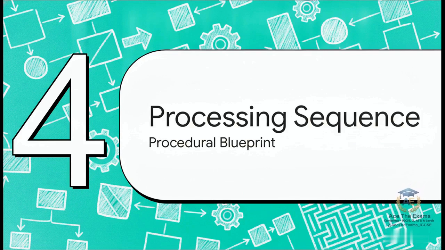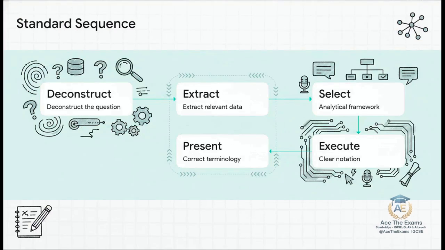We call this the Computer Science Success Blueprint. Let's break down the 5 exact steps of this blueprint. Step 1. Deconstruct the question. This means aggressively circling the command words, so you know exactly what the examiner wants. Step 2. Extract relevant data. Pull out the precise inputs you are given.